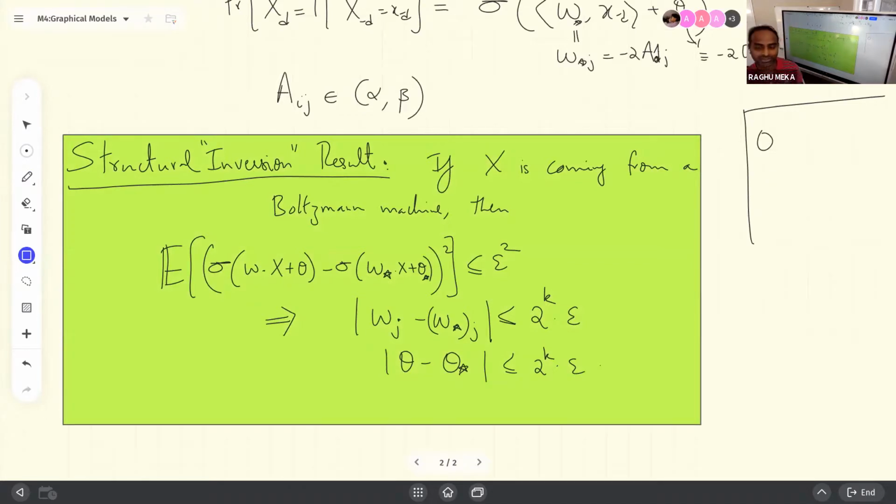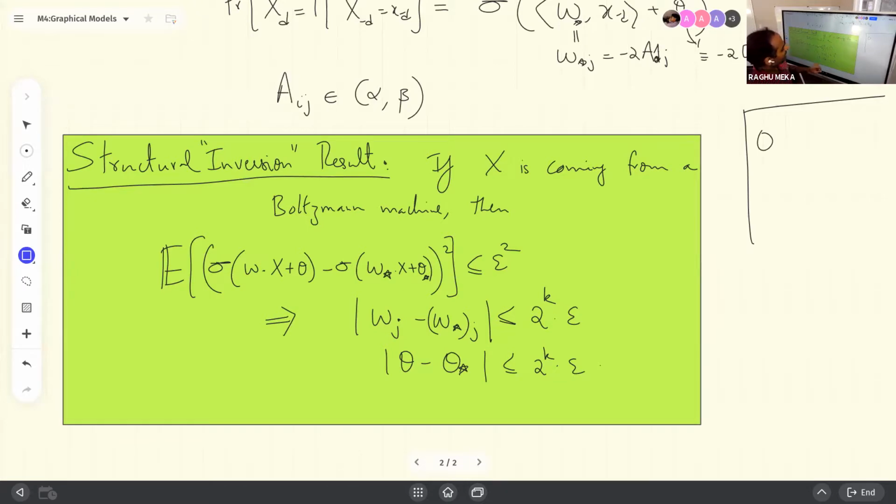we actually showed an inversion result. These are usually pretty hard to come by, in the sense that they're not true for many models. But for Boltzmann machines, it is true that if you have small prediction error, then you're actually close in the coefficients. But you lose something. If you have epsilon close, then you're only 2 to the k times epsilon close in the coefficients. And the 2 to the k showed up. Luckily, we're not immediately getting a contradiction to this old lower bound, which said you cannot do better than 2 to the k. Okay?